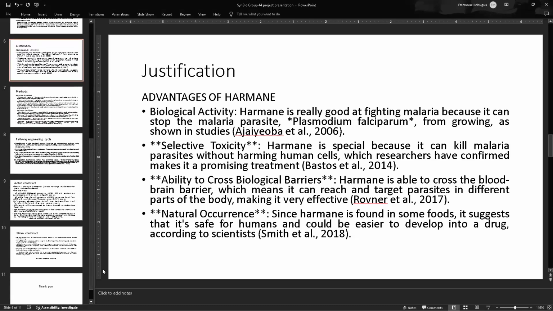Okay, my name is Sherephine, and I'll be taking you through the advantages of our main compounds. So the first one is biological activity.